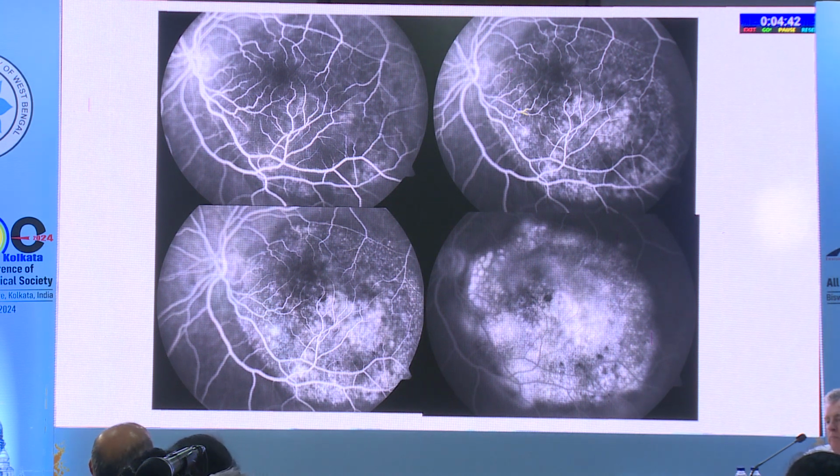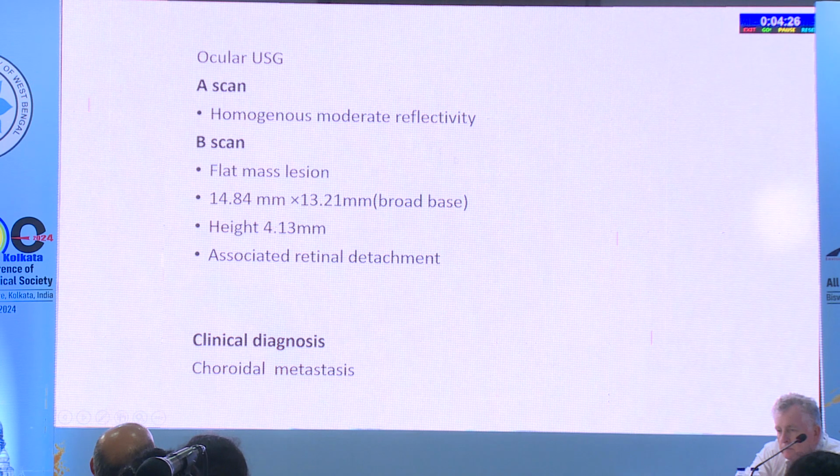Ultrasound in VKH is very different. It is just diffuse thickening of the choroid, which you can demonstrate both on B-scan as well as on OCT, EDI OCT or swept source OCT. But this lady had a kind of a mass-like lesion, a flat mass, which was broad-based and had a height. There was associated retinal detachment. So these are the cases where you suspect choroidal metastasis.